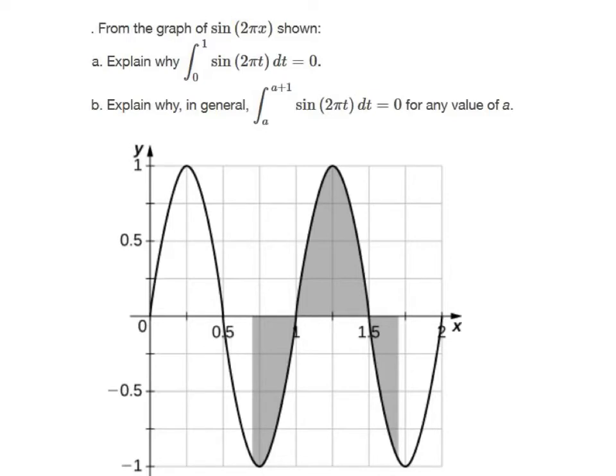That doesn't mean that you don't have a total area. That just means your net area is 0. Yes? And every time you have a full rotation, is that true? Yes, every time you have a full rotation with sine and cosine, you'll cancel yourself out and get 0.